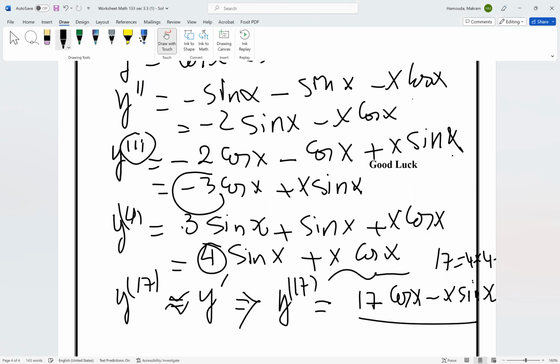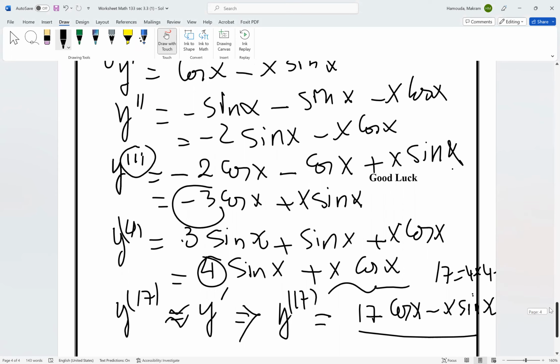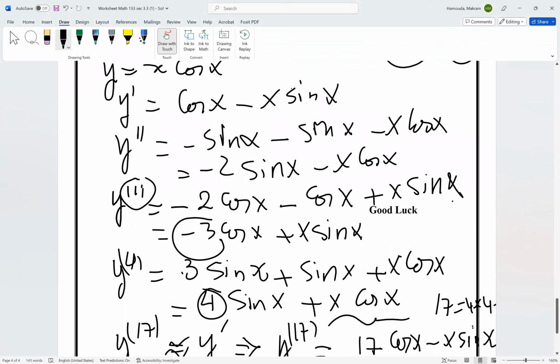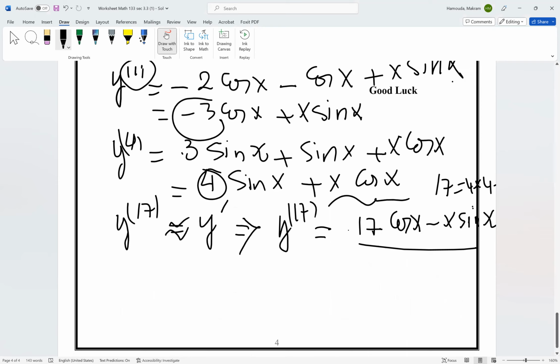And of course, this is the 17th derivative of y, because as I said, 17 is 4 times 4 plus 1. So it's like we return to this derivative, but there is a little modification in the coefficient in front of the cosine, since we saw in the pattern that there is this number which represents the order of derivatives. So we have 17, and that's the finish. And so thank you so much. This is the end of this worksheet.